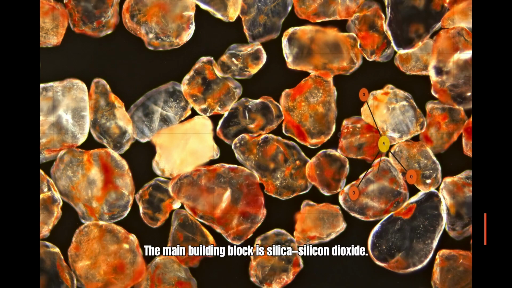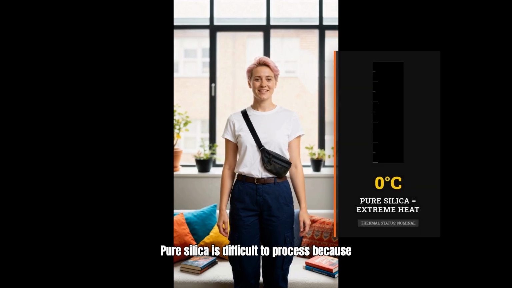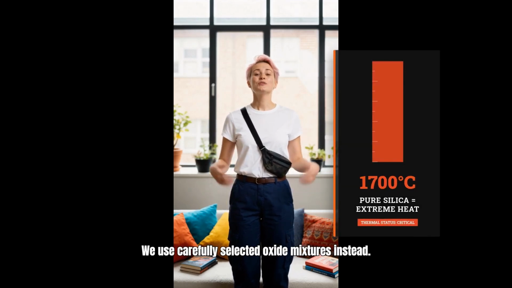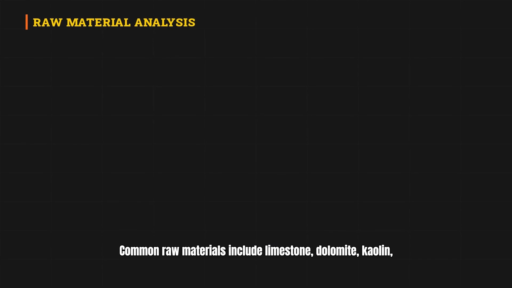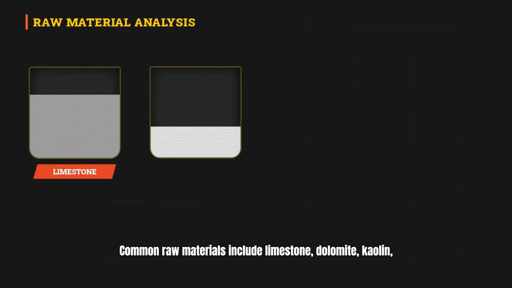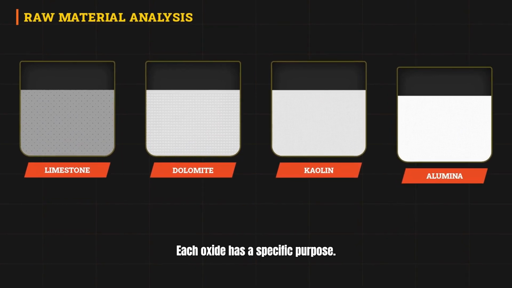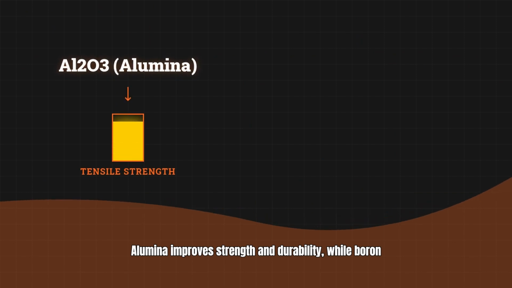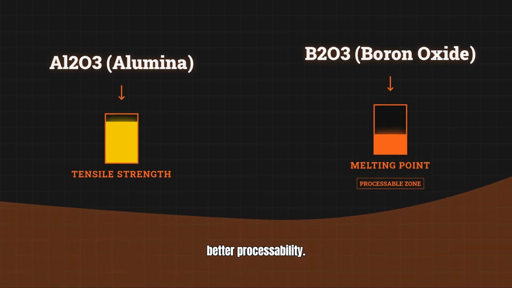The main building block is silica, silicon dioxide. It forms the backbone of the glass network. Pure silica is difficult to process because of its high melting temperature. We use carefully selected oxide mixtures instead. Common raw materials include limestone, dolomite, kaolin, and boron minerals. Each oxide has a specific purpose. Alumina improves strength and durability, while boron oxide helps reduce the melting temperature for better processability.